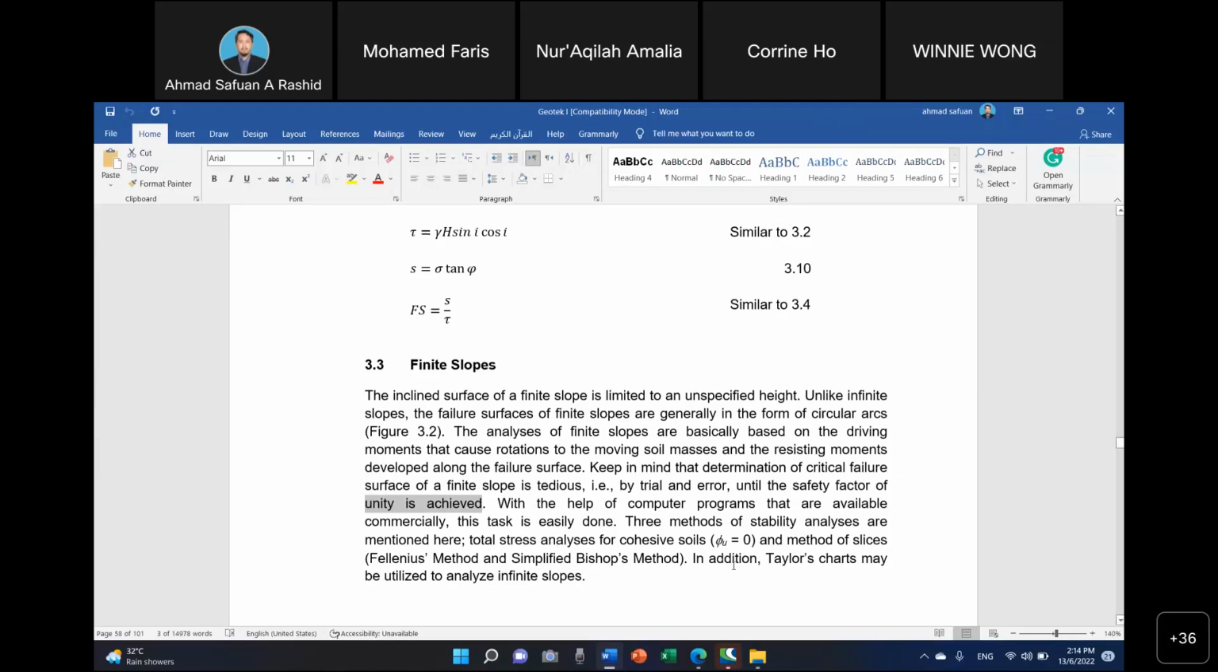So we also have a Taylor chart here, as I described in the slide. We have several different preliminary design charts, but in this lecture we only discuss the Taylor chart.